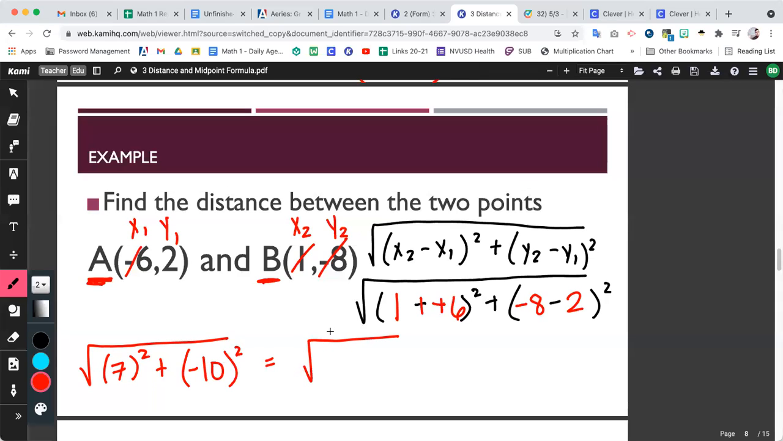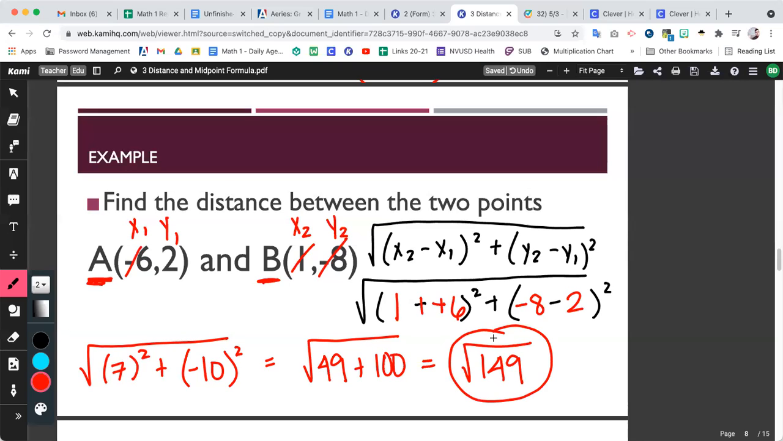What is 7 times 7? 49. If you don't know, use a calculator. And what's negative 10 times a negative 10? Negative 10 times negative 10, positive 100. And we add those together and we have our final answer, 149. This is our final answer.